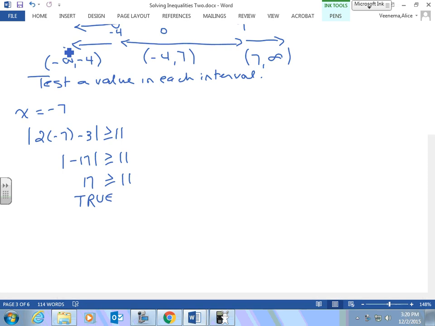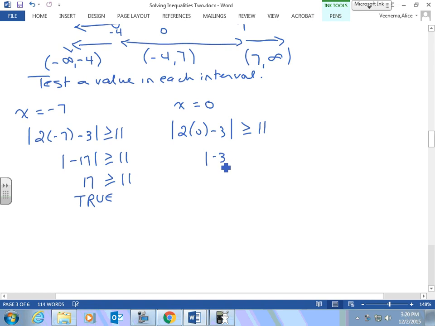Let's test a value from the middle interval now. The interval goes from -4 to 7, so let's test x equals 0, the easiest one to test. So we'll have the absolute value of 2x minus 3, so 2 times 0 minus 3, is greater than or equal to 11. So I have the absolute value of -3 is greater than or equal to 11.